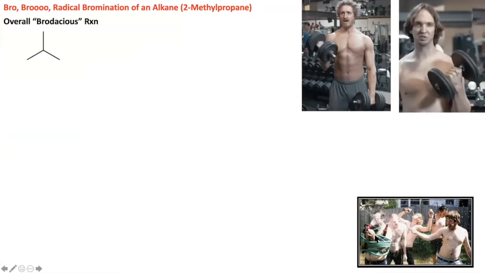Okay, so we got the overall bromination reaction. Here we have 2-methylpropane. We're going to brominate it. So we'll get the primary bromide and the tertiary bromide and HBr. Does anybody have a guess at what the major product would be? Which would be made the most, the tertiary bromide or the primary bromide?